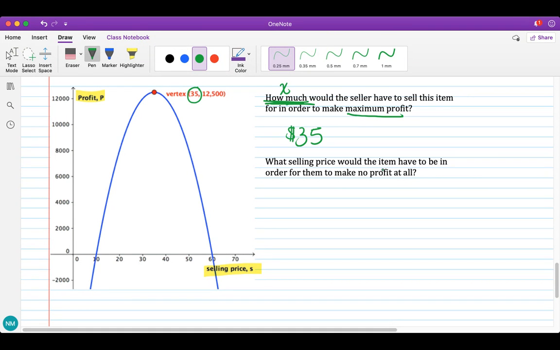What selling price would this item have to be in order for the item to make no profit at all? So again, what selling price? So we're still dealing with X. Would this item have to be in order to make zero profit? So look, again, zero profit means P equals 0. We have two values in our positive X value range. If this went into the negatives, if this looked like this, it would be different. But we have two values. So it would be either $10 or $60 would make no profit.